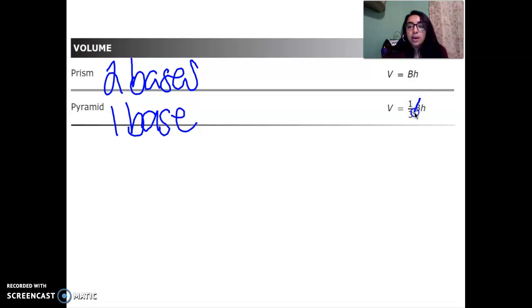So that's where the capital B, the area of the base, comes from, depending on what kind of 3D shape it is, what kind of pyramid it is. But the important part we need to know about pyramids is that we have to take a third of the volume formula for a prism. So let's go ahead and put that in an example.